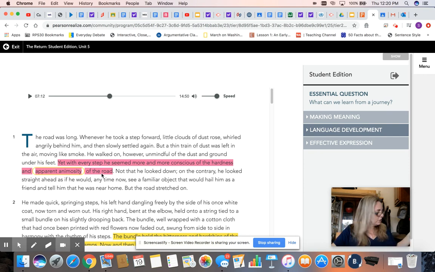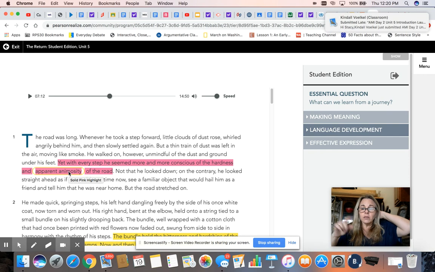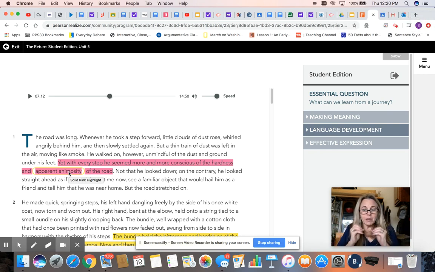Here we go. All right, so here in our first paragraph, we have, "with every step, he seemed more and more conscious of the hardness and apparent animosity of the road." Apparent animosity, this is a great use of alliteration, where each word begins with the same sound. It has a musical quality, and it draws our attention to those two words. Apparent animosity. Animosity is a negative word.